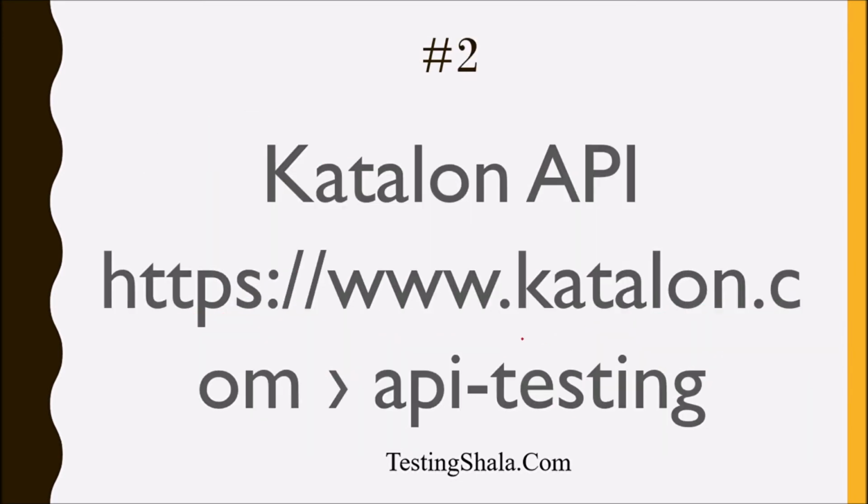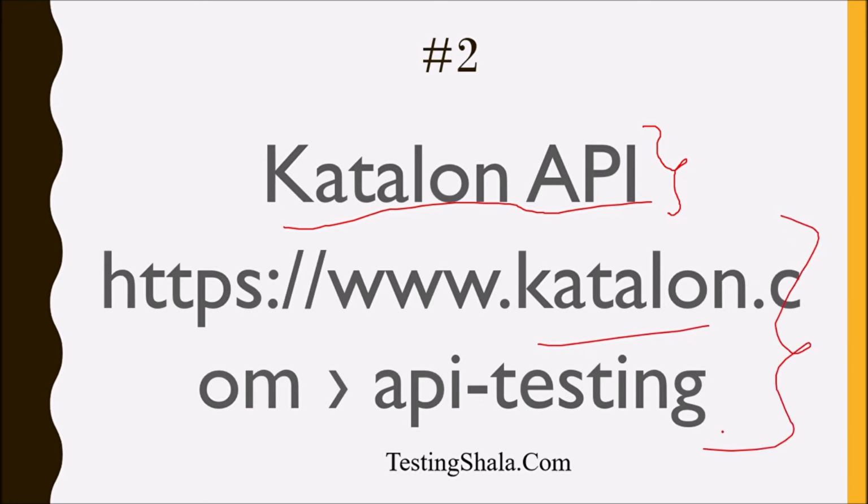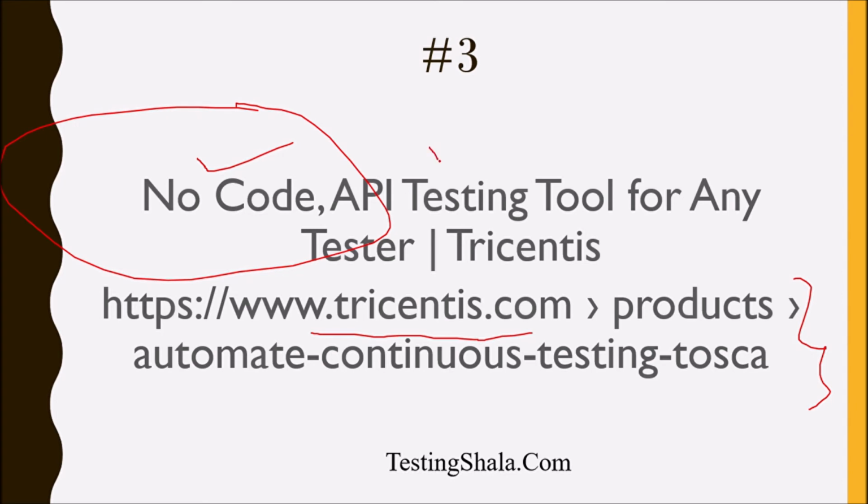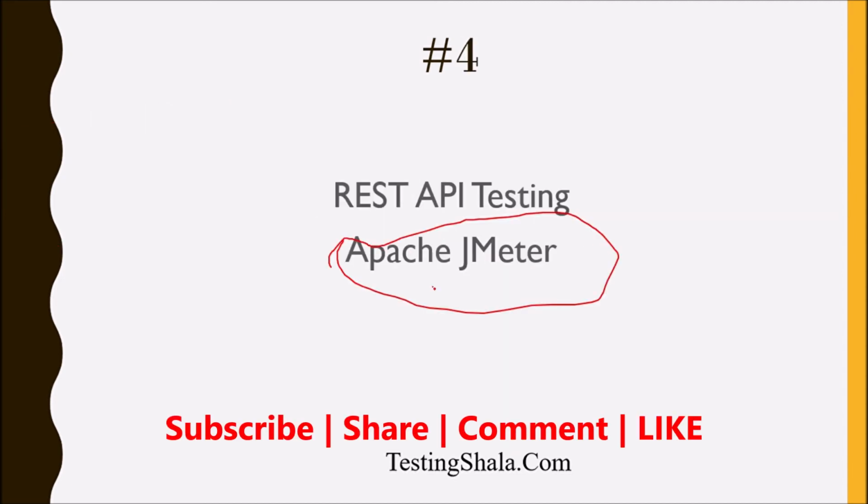The second is Katalon API. Katalon API is from Katalon Studio, which also supports API testing. The third is Tricentis. You can find more information at this location, where API testing doesn't make use of any code, and you are able to do API testing using this tool. So refer to Tricentis here. The fourth is Apache JMeter. This can be used to perform REST API testing.